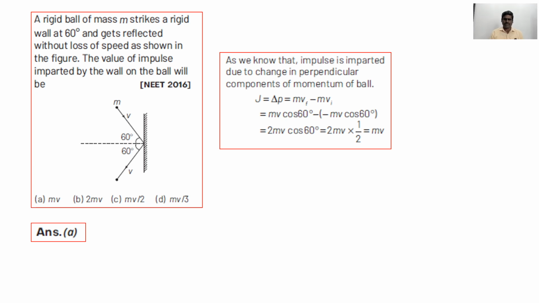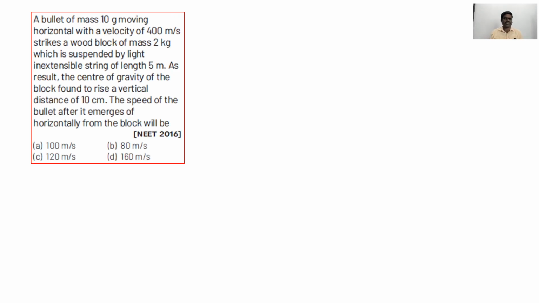That is option A. A bullet of mass 10 gram moving horizontally with a velocity of 400 meter per second strikes a wood block of mass 2 kilogram which is suspended by a light inextensible string of length 5 meter. As a result, the center of gravity of the block is found to rise a vertical distance of 10 centimeter. The speed of the bullet after it emerges horizontally from the block will be dash.